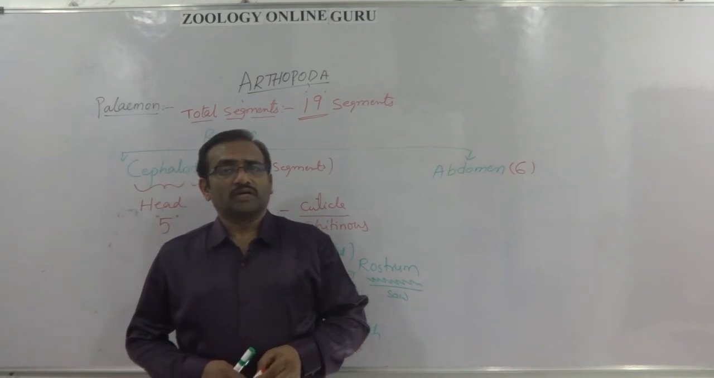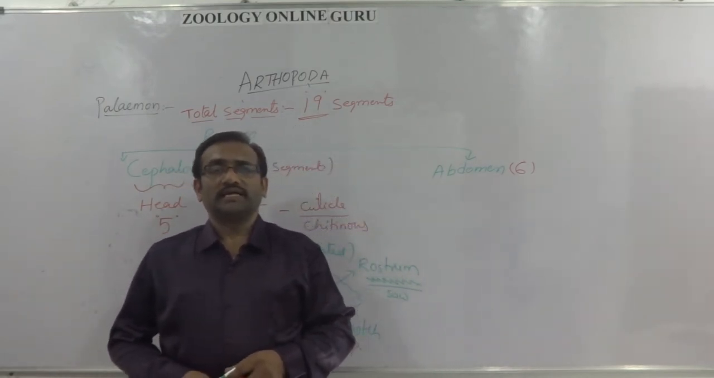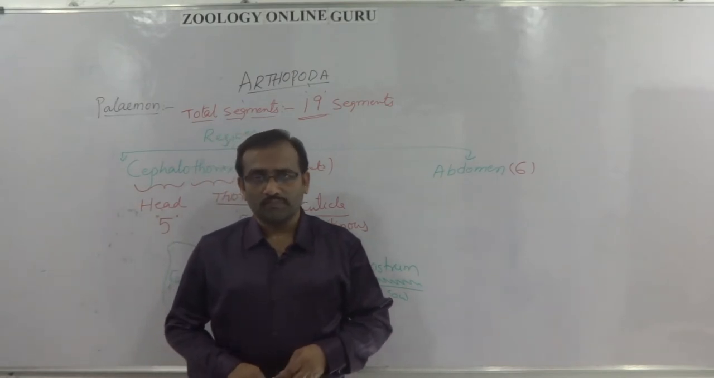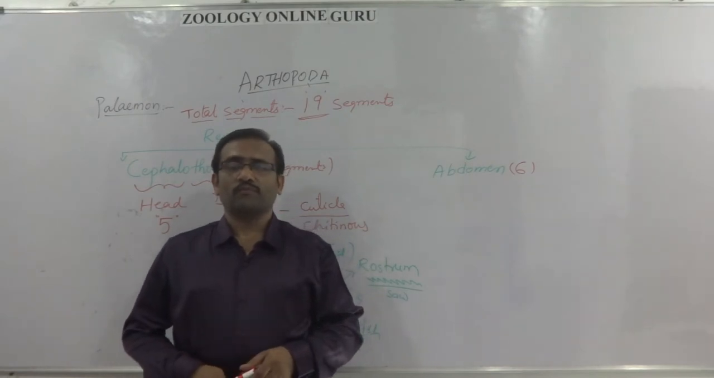We are discussing the phylum Arthropoda, in which we are discussing a case study of Palaemon, the prawn. Macrobrachium malcolmsonii is the scientific name of the prawn.